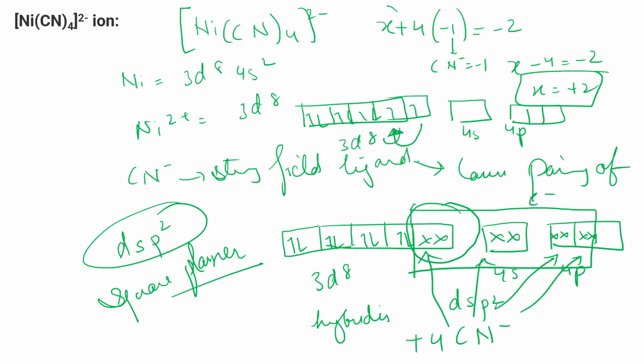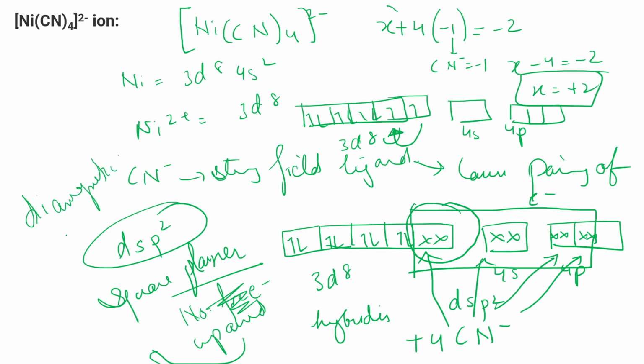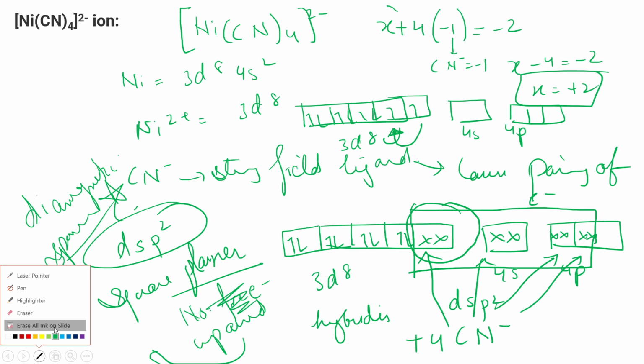Here please see, do we have any free electrons? Since there are no unpaired electrons, that means the species is a diamagnetic species. Okay, I hope you guys are understanding. I'll give you some examples as homework.